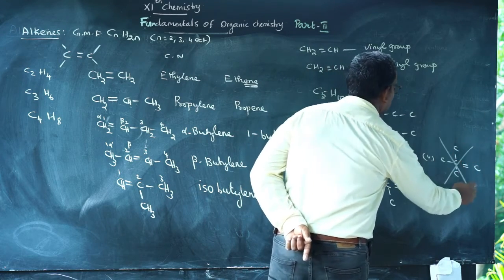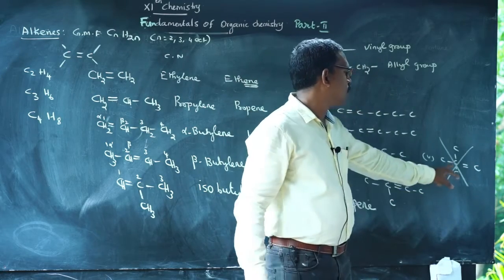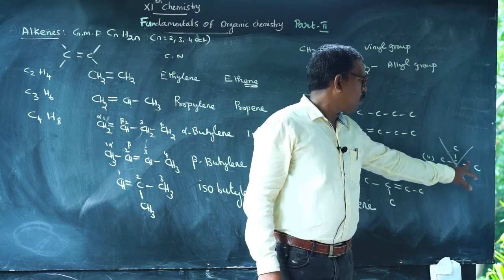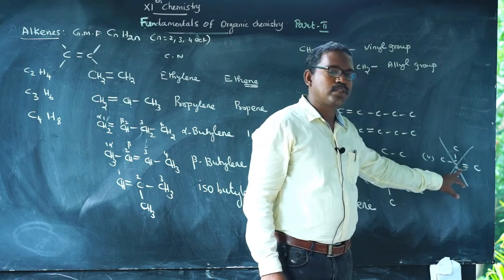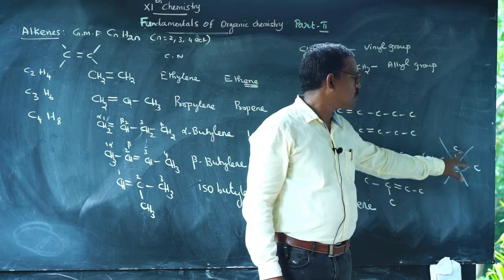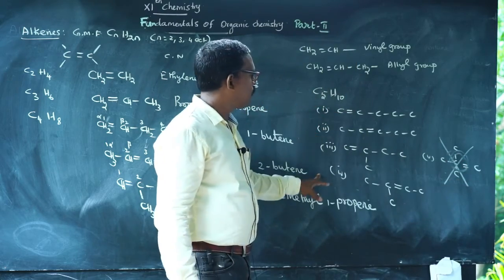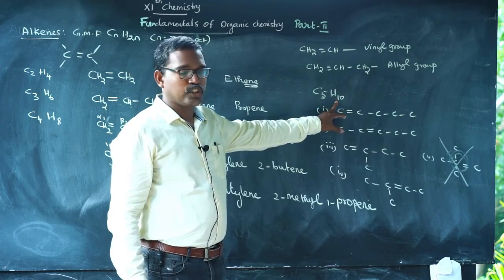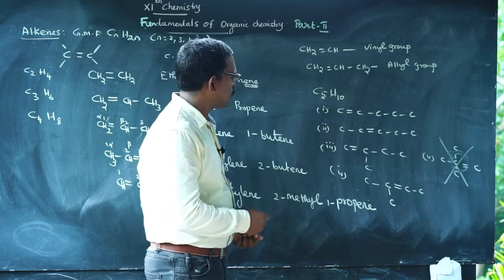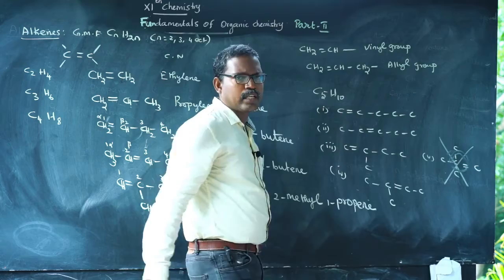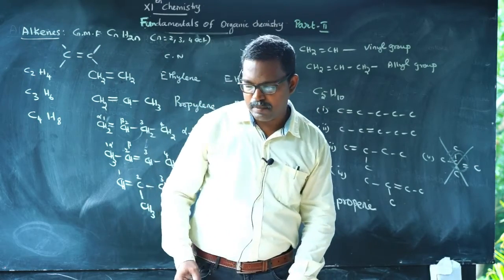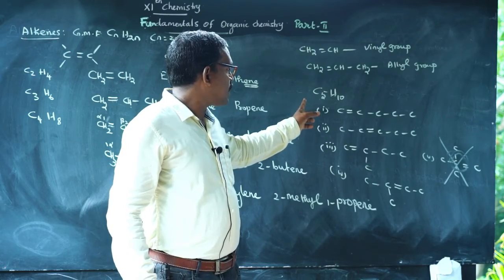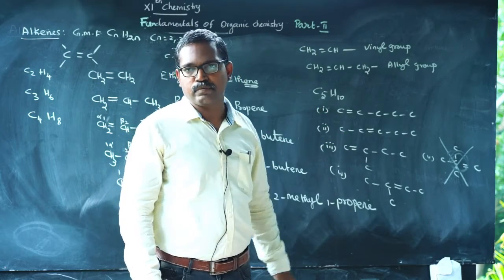This compound is not possible because look at this carbon, it is surrounded by 5 bonds. So these are the 4 possible organic compounds under the category of C5H10, and then you substitute the hydrogens and get the IUPAC names of these compounds. This is carbon number 5, C5H10.